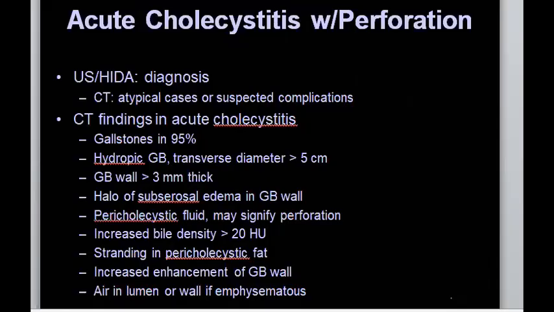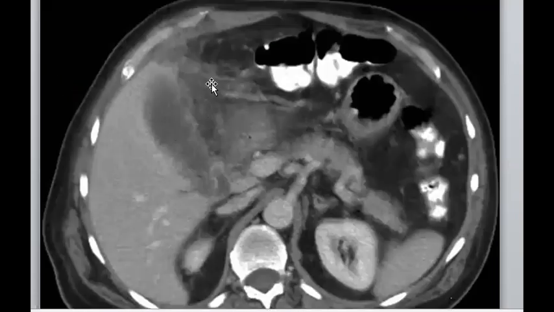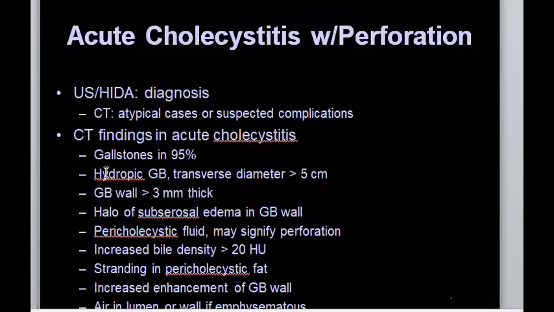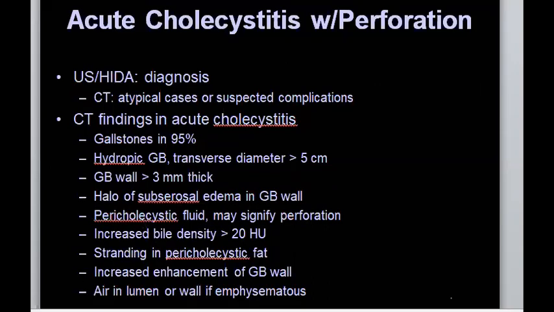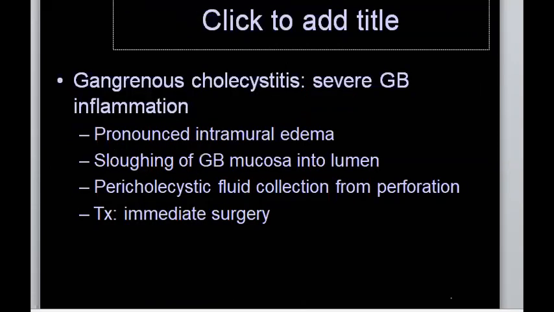Okay, acute cholecystitis: there are gallstones, thickening of the wall, halo, and stranding in the pericholecystic fat, as we have here. And there is air in the lumen or wall if it is emphysematous. The severe form of cholecystitis is what is called gangrenous cholecystitis.